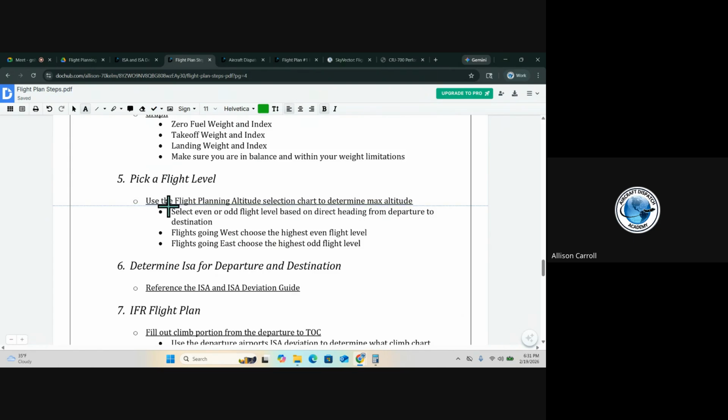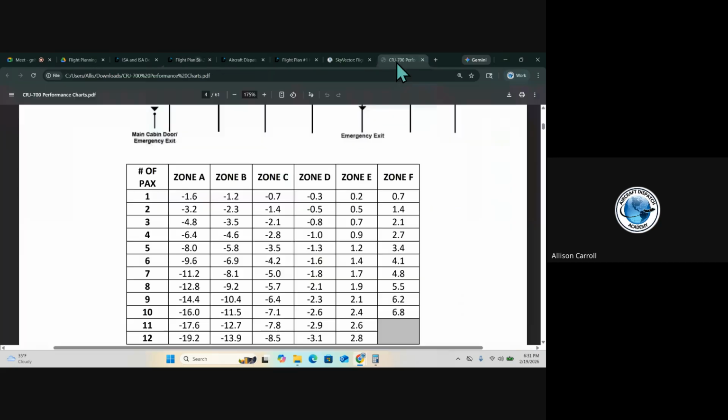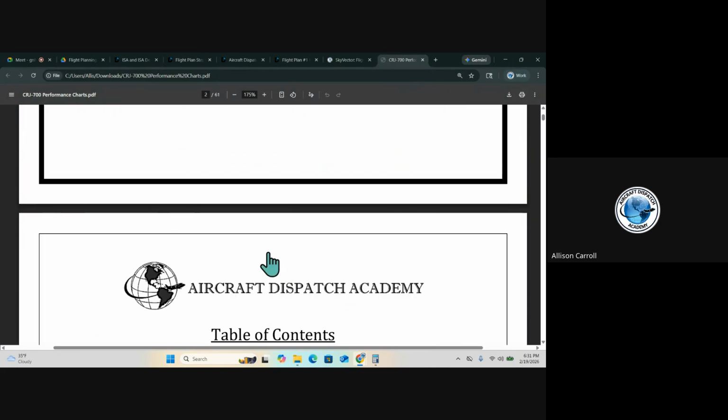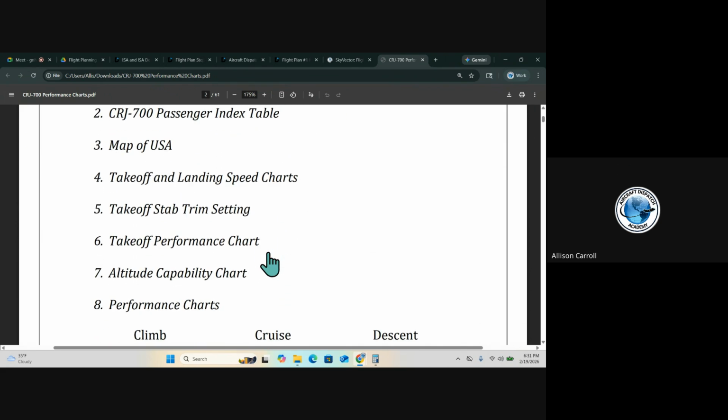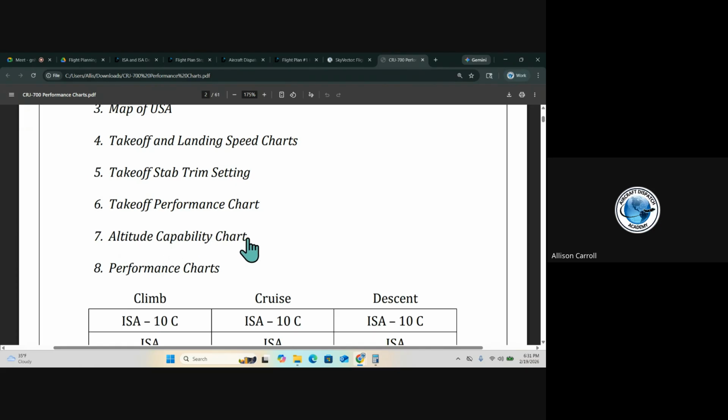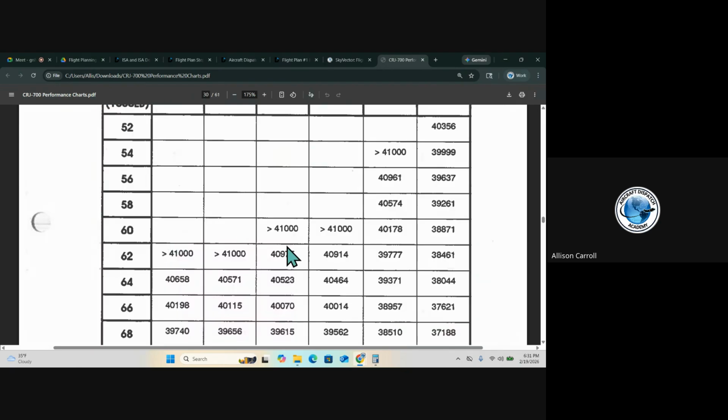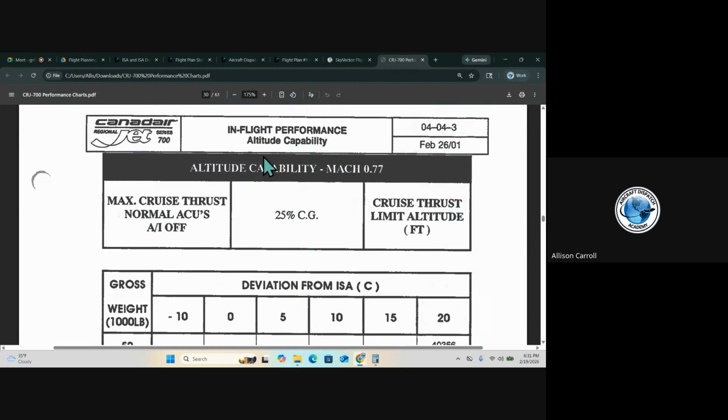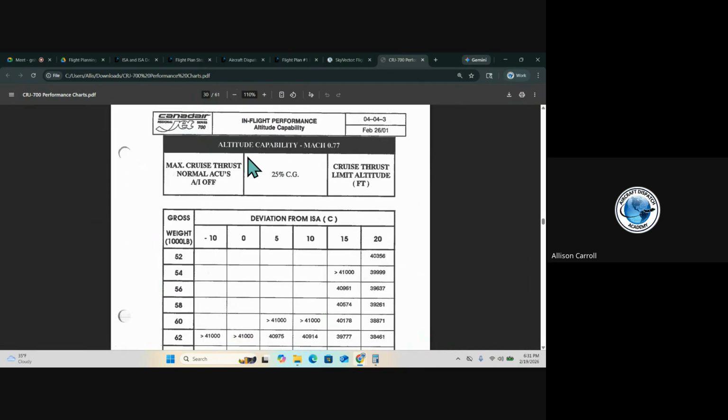All right, so this flight planning altitude selection chart is in the performance charts. Let's get back up to the table of contents. It is your altitude capability chart right here. Makes sense. Altitude capability. So when you're picking a flight level, you are figuring out what altitude you are capable of reaching for your flight. And this is the table. This is what it looks like. I'll zoom out so you can kind of see the entire thing.